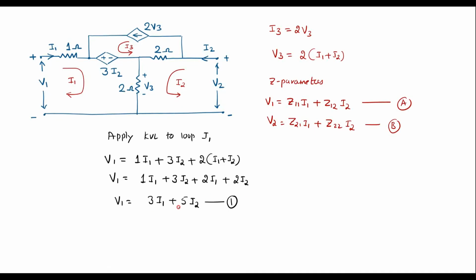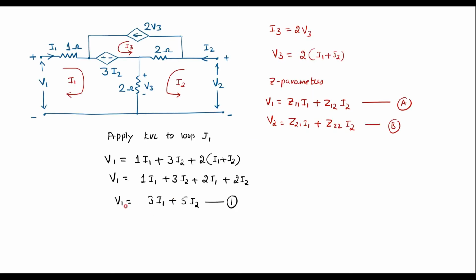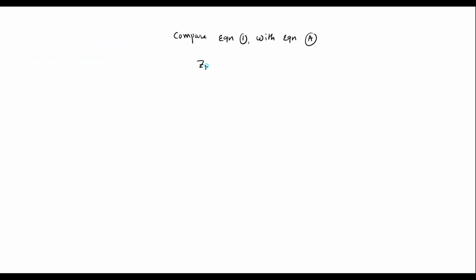So now let me compare equation 1 with equation A, so that we can write V1 is equal to 3 I1 plus 5 I2. It means Z11 is equal to 3 and Z12 is equal to 5. We can write Z11 is equal to 3 ohm and Z12 is equal to 5 ohm. So we found two parameters.